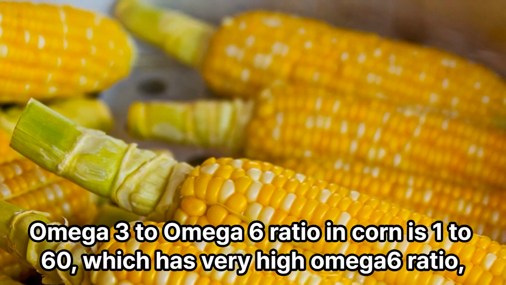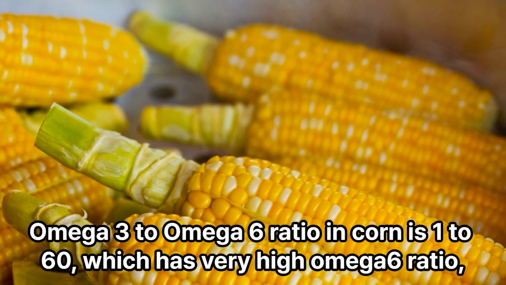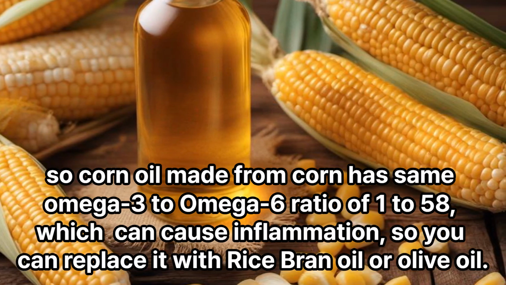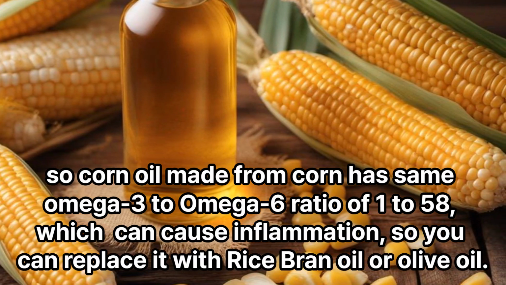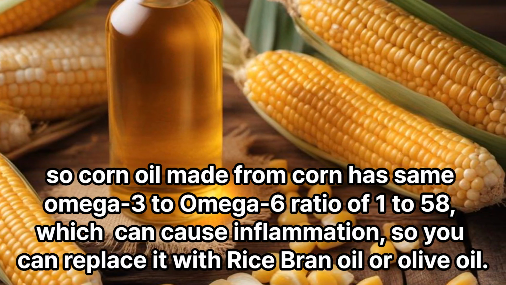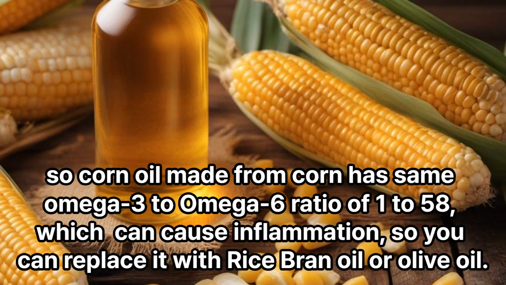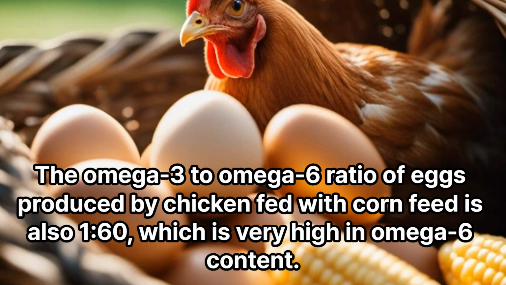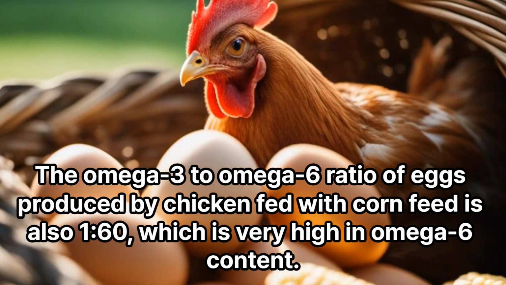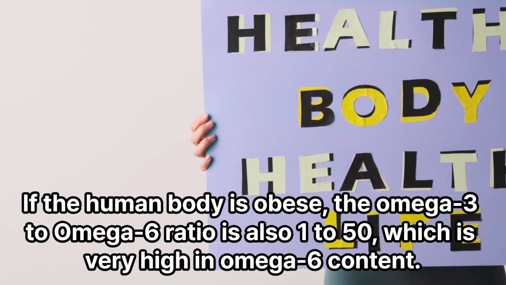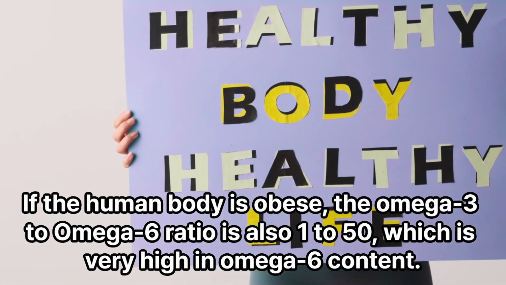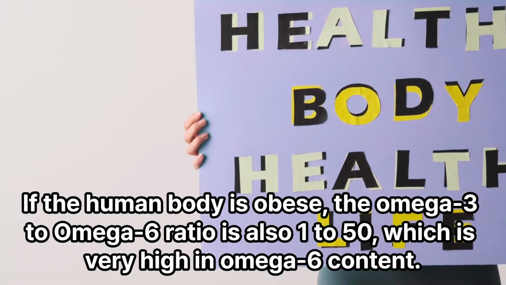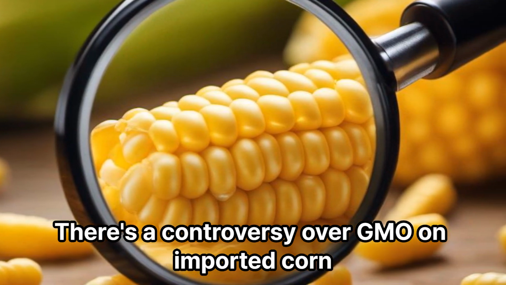Corn oil. The omega-3 to omega-6 ratio in corn is 1:60, which is a very high omega-6 ratio. So corn oil made from corn has a similar omega-3 to omega-6 ratio of 1:58, which can cause inflammation, so you can replace it with rice bran oil or olive oil. The omega-3 to omega-6 ratio of eggs produced by chickens fed with corn feed is also 1:60, which is very high in omega-6 content. If the human body is obese, the omega-3 to omega-6 ratio is also 1:50, which is very high in omega-6 content. There's a controversy over GMO in imported corn.